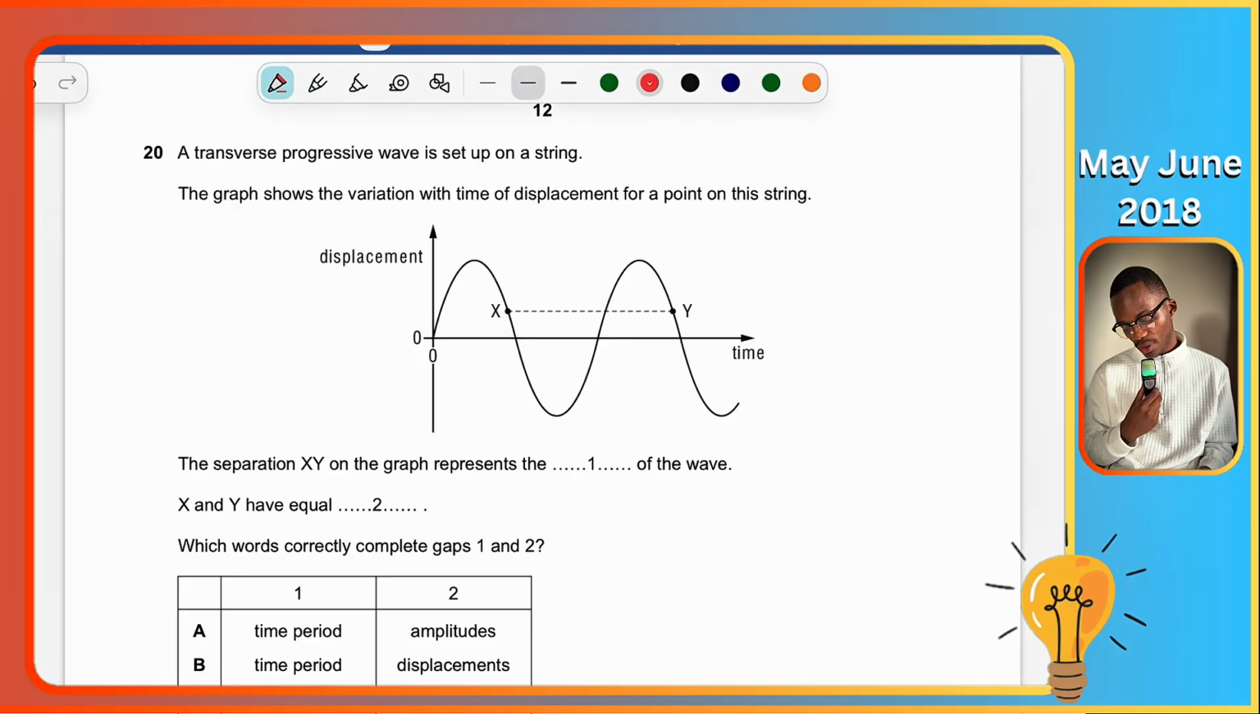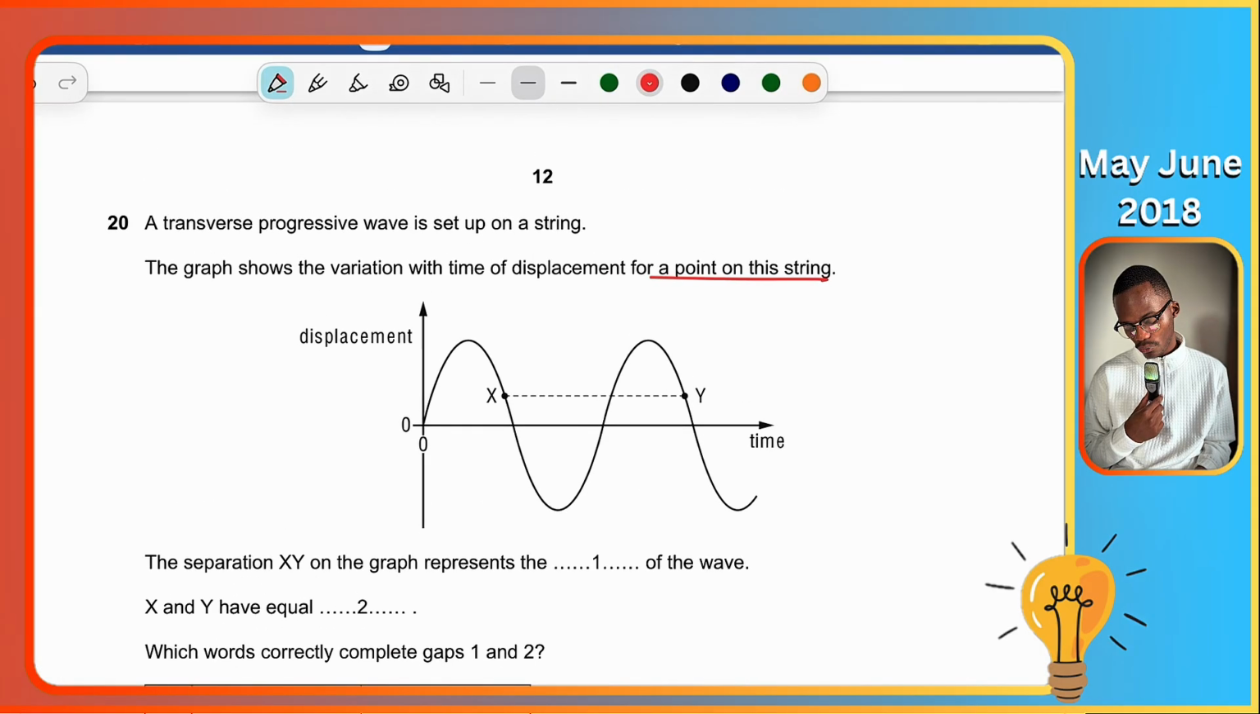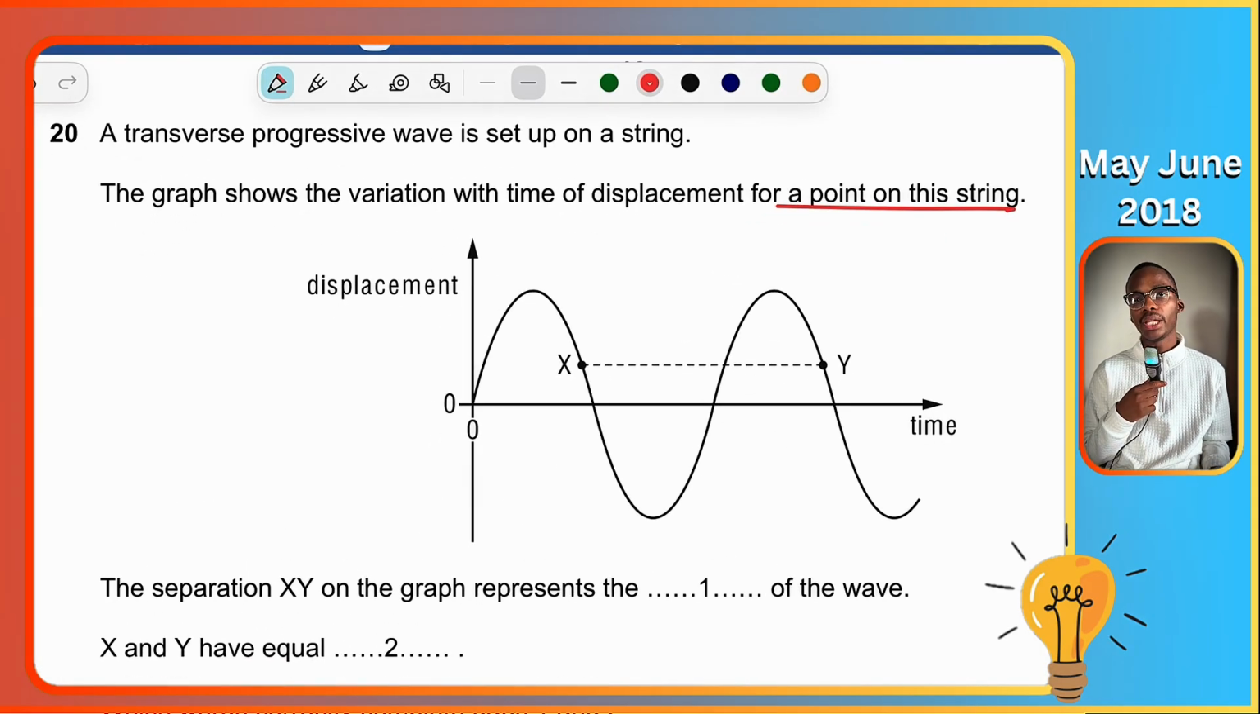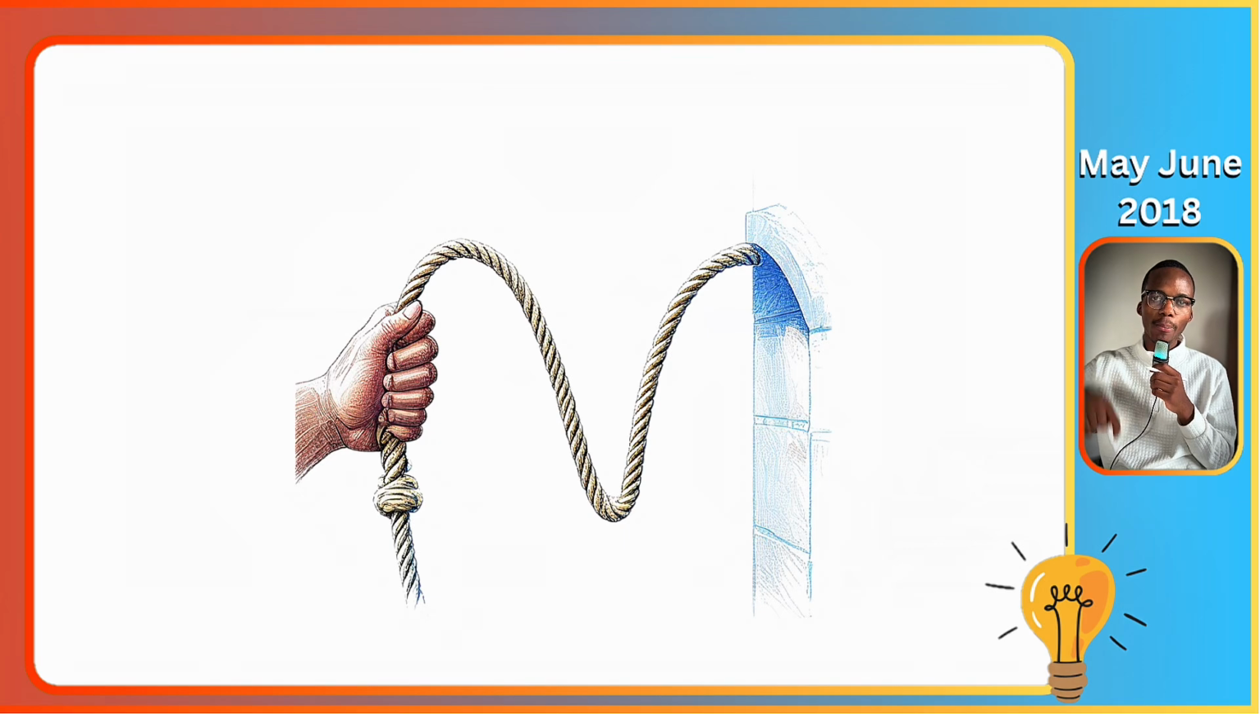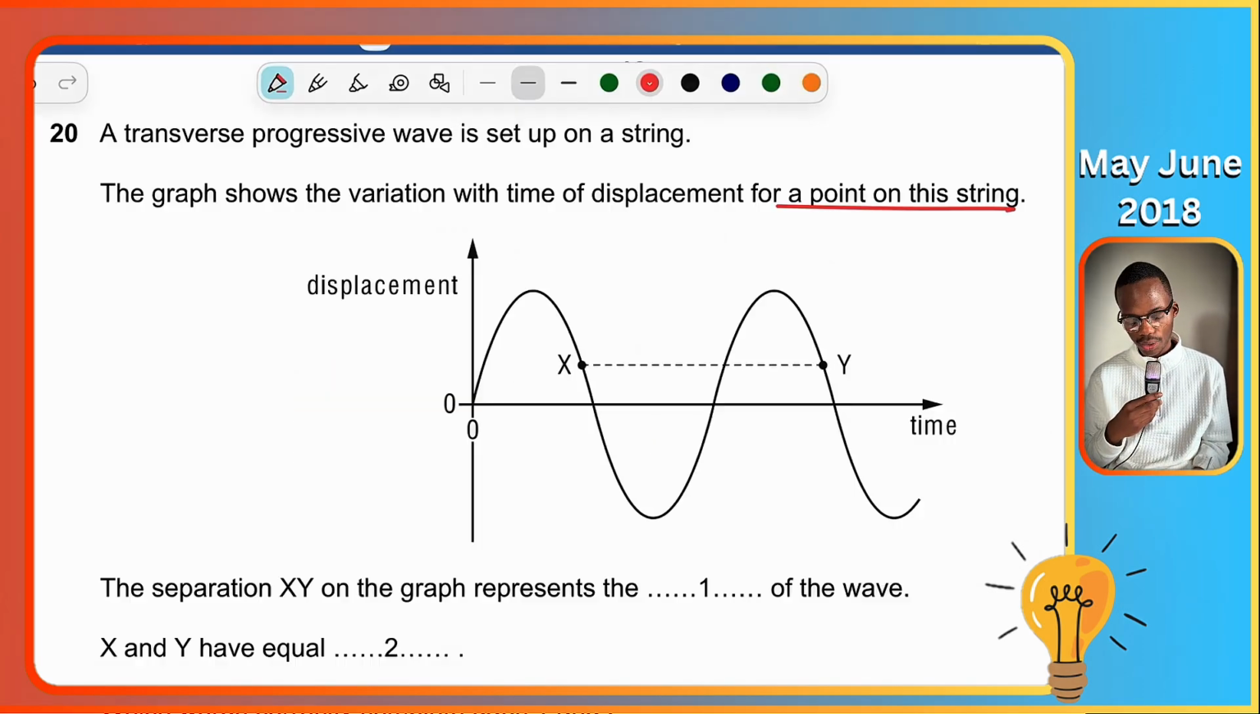Question 20. A transverse progressive wave is set up on a string. The graph shows the variation with time of displacement for a point on the string. The separation xy represents what, and xy equals what? Okay, let's understand what's happening here. Imagine you have a rope and you're shaking it like that. You're going to have multiple particles along the rope. So this is point A, where you're standing over here, and you're shaking the rope, and the rope is attached to point B. So you're going to have multiple points along the rope over here.